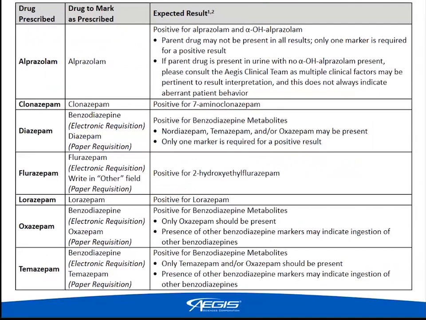In many cases, the result interpretation may be clarified by correctly indicating the patient's prescribed medications when ordering testing. When medications are marked as prescribed on the laboratory requisition, this impacts the compliance calls that are issued on the report. This reference chart shows the medication prescribed, what should be marked on the requisition form based on whether the requisition is electronic or on paper, and what the expected result will look like on the final report. For example, if alprazolam is prescribed for the patient, it is only necessary to mark alprazolam as prescribed.